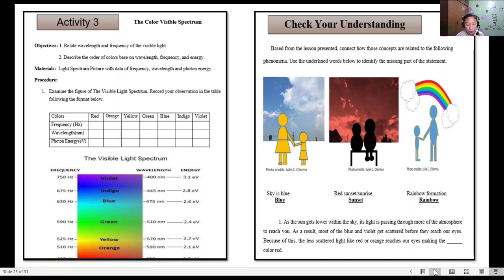So, tingnan natin yung sa blue. Nakalagay dyan, as the sun gets lower within the sky, its light is passing through more of the atmosphere to reach you. As a result, most of the blue and violet get scattered before they reach our eyes. Because of this, the less scattered light, like red or orange, reaches our eyes, making the blank color red. So, let's say, red, sunset or sunrise yung tinutukoy niya, no? So, yun pala yung dahilan.